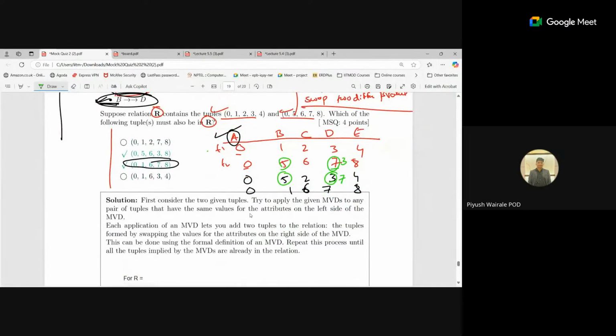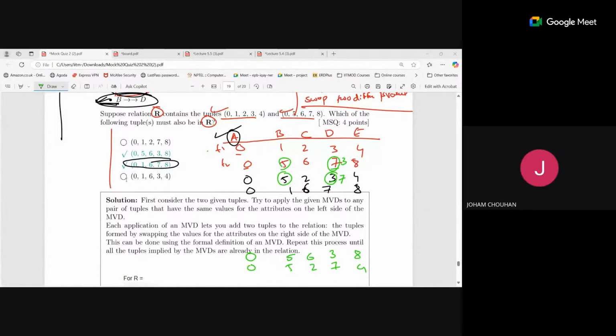So I'm writing it down here: 0, 5, 6, 3, 8, and 0, 5, 2, 7, 4, right? So these two rows must be present. Is it fine, or do we need to add a few more rows? Yes, anyone?